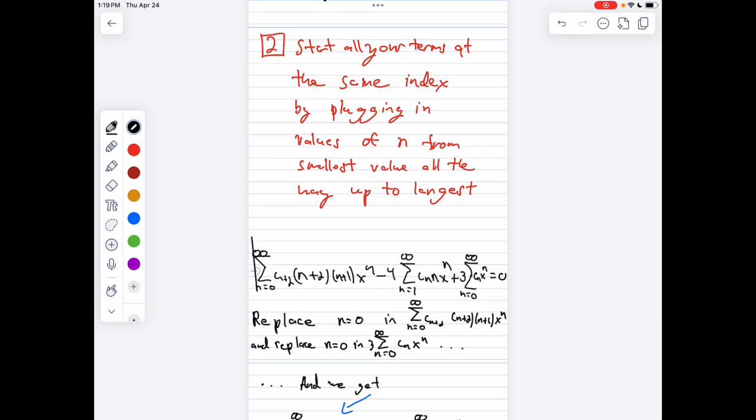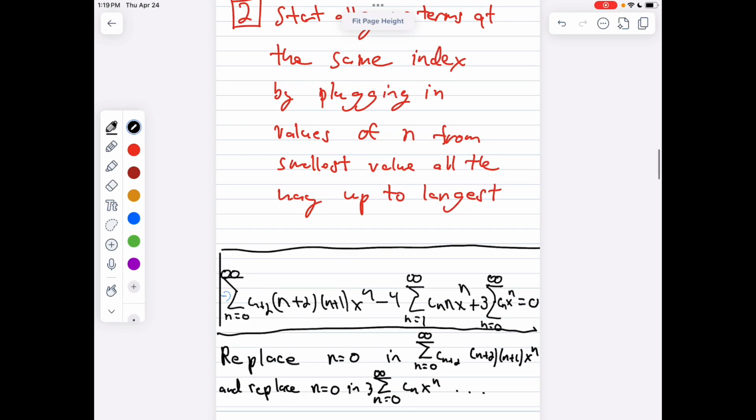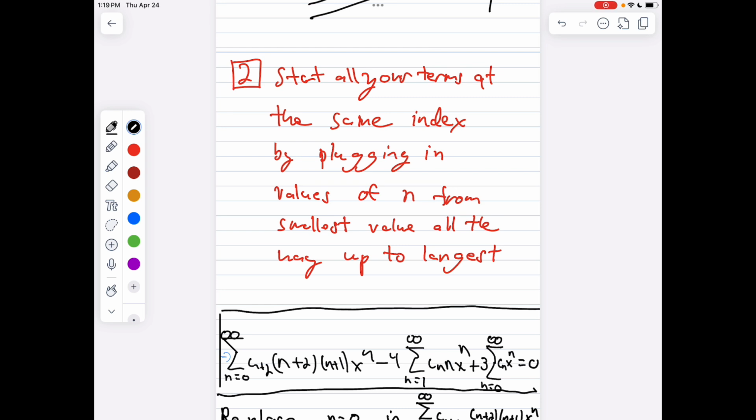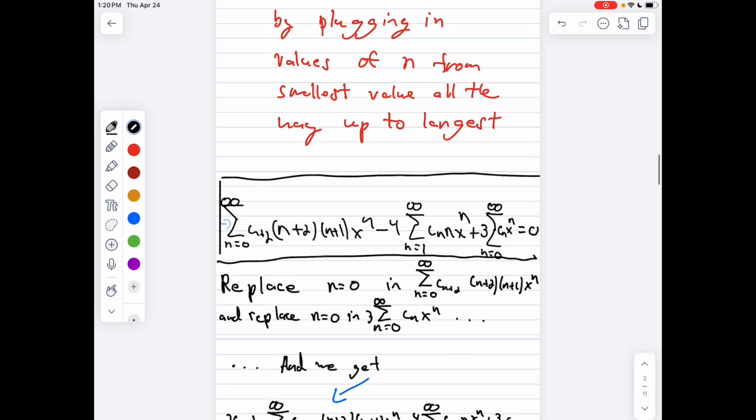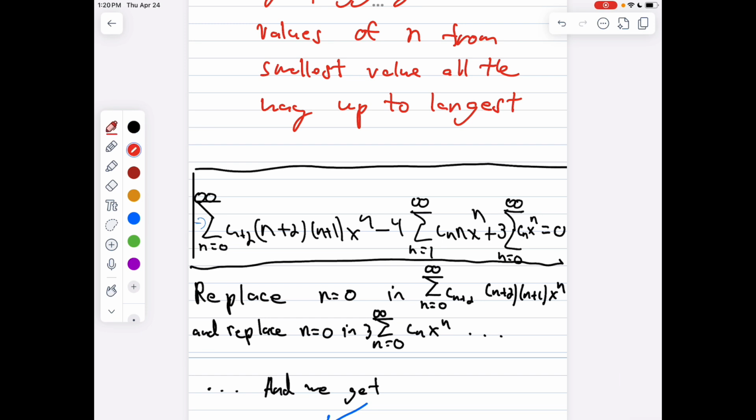Sorry, it's a little smaller here; I had to bunch up a couple of things. Here's the issue now, among other things: your terms don't start evenly. One starts at 0, one starts at 1, the other starts at 0. You want them all to start at the same value. So, as number 2 in red says, start all your terms at the same index by plugging in values of n from the smallest value up to the largest. The idea is to see what your largest starting value of n is, which is n equals 1, so every one of these other indices needs to be n equals 1.